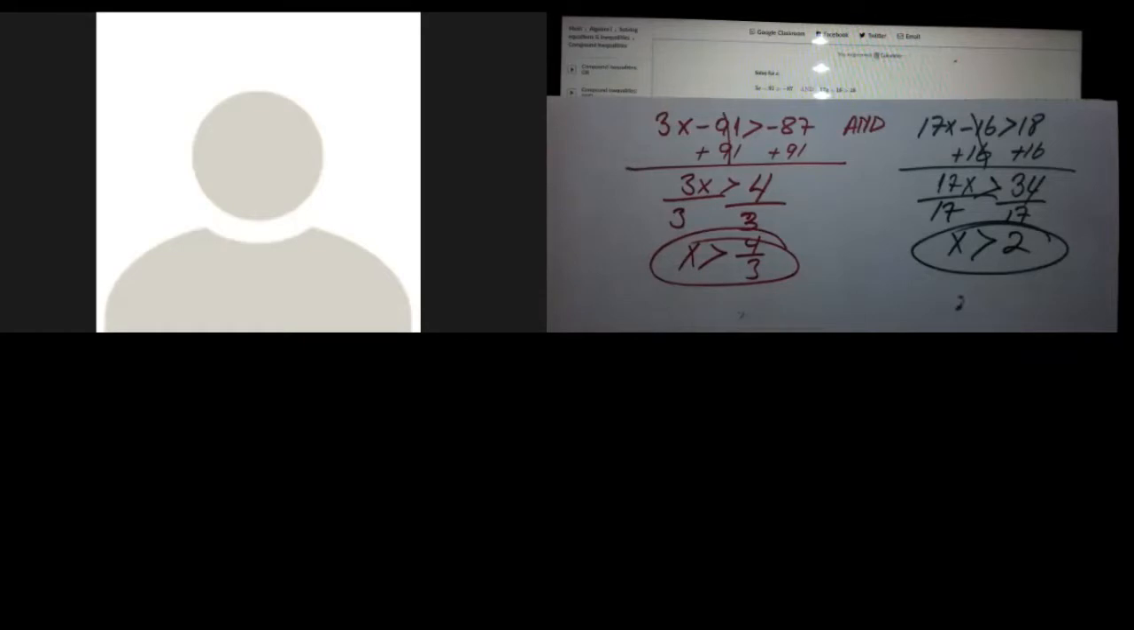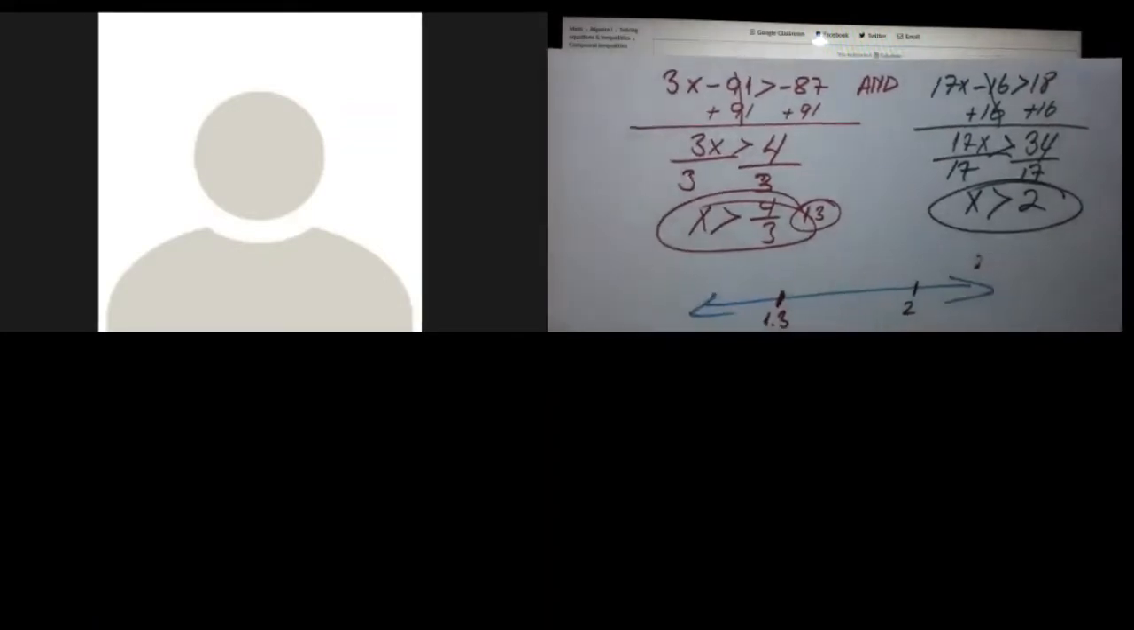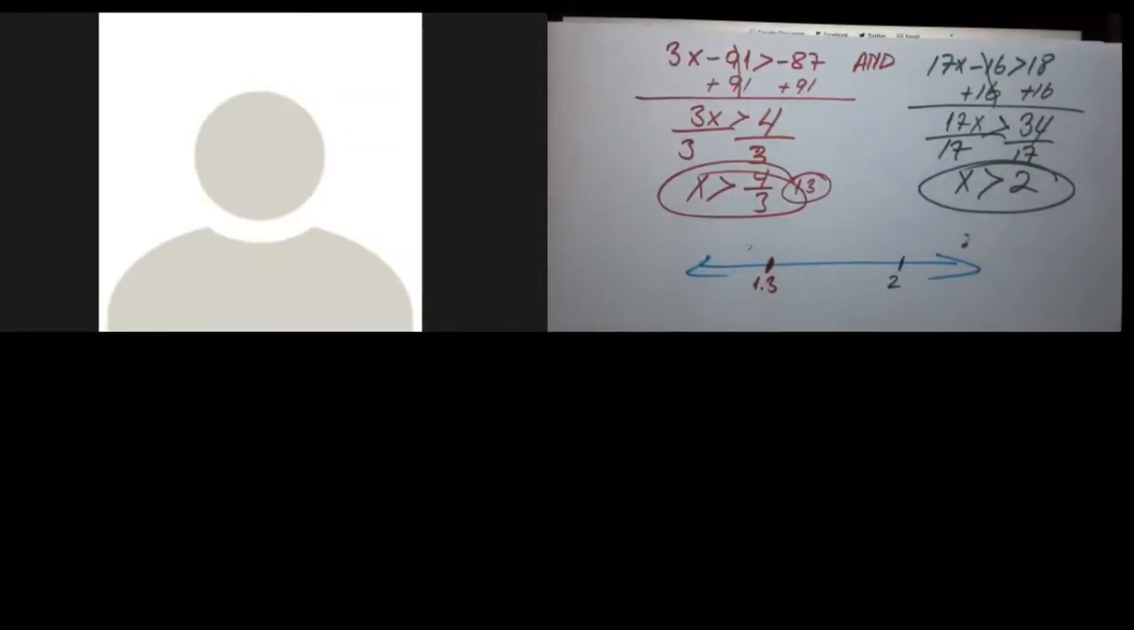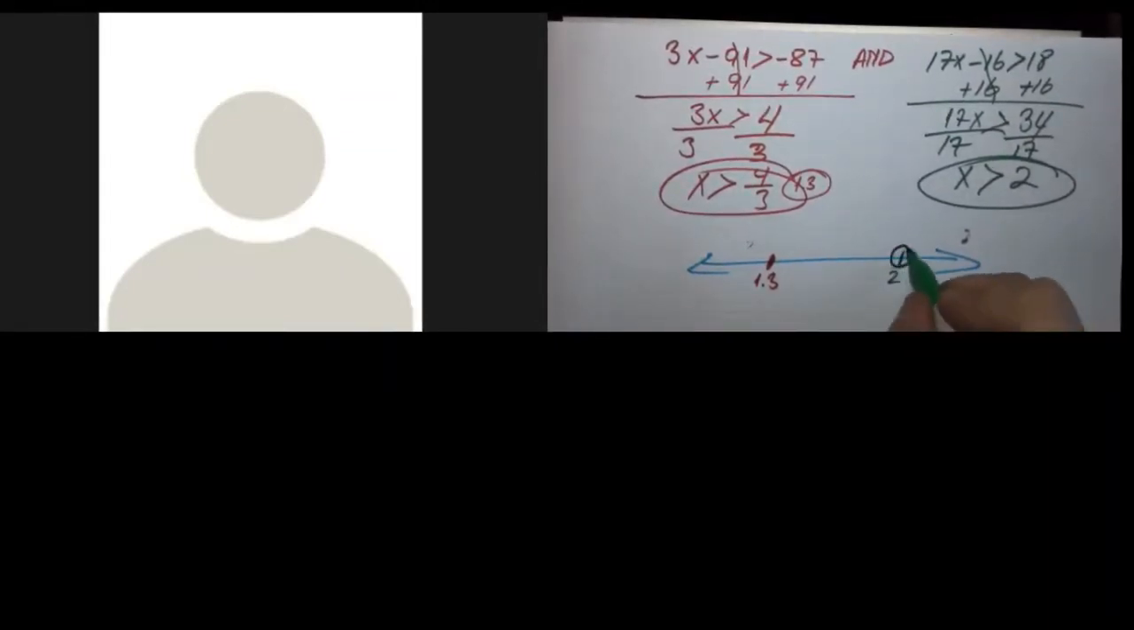Now I need to draw my line because, again, x is greater than 2. This one is going to come to about 1.3. So this is 1.3, and let's say this is 2. Now, how are my signs going to be on the number line? Are they going to be solid or hollow circles? Hollow. Hollow circles.